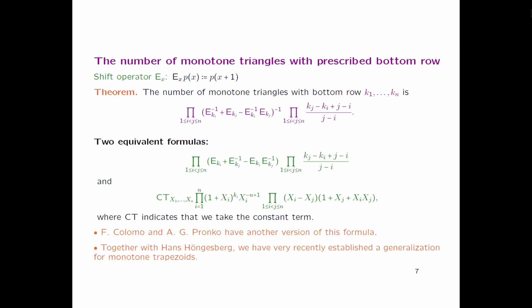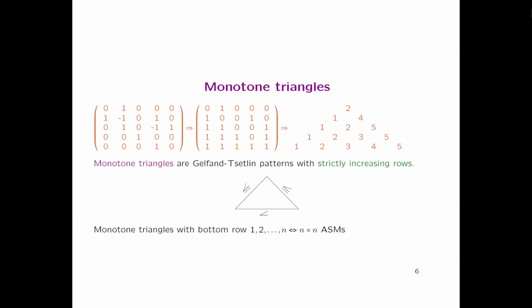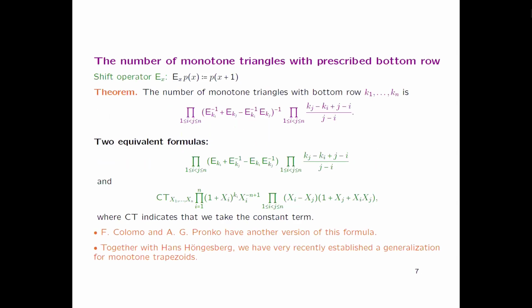Okay, and the operator formula enumerates something a bit more general. So instead of the prescribed row 1, 2 up to n, I allow whatever strictly increasing sequence you want, but it's fixed. So the bottom row of my monotone triangles is always made of k1, k2 up to kn, and then this formula actually gives the number of monotone triangles with this fixed bottom row. So why is it called operator formula?